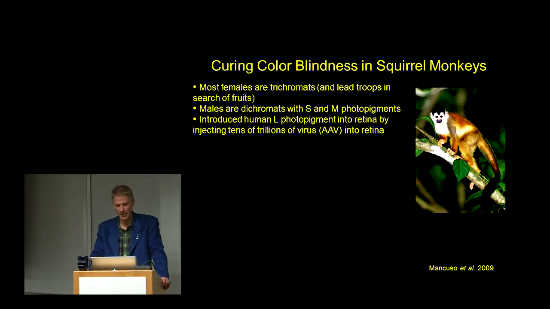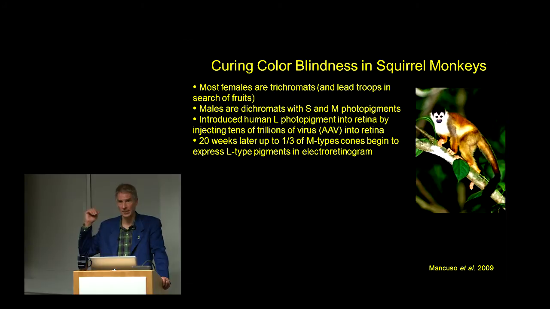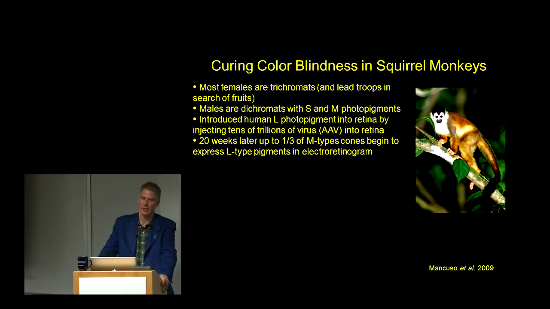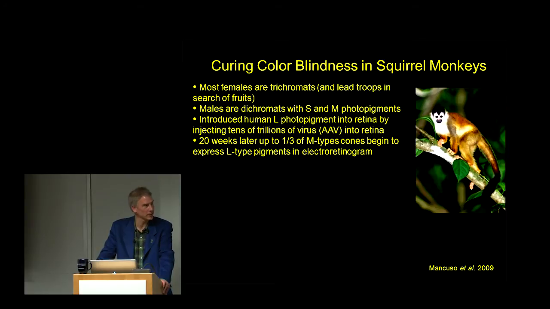Now there's an experiment done by Jay Neitz and his group here at UW, and he gave a talk. I don't know whether you all attended half a year ago here at the Institute. What he did, he cured, quote, male dichromat squirrel monkeys of their dichromacy by introducing an AAV virus, directly injecting it into the eye, a couple of trillions of particles of virus, carrying the L photopigment. It's a pretty cool experiment.